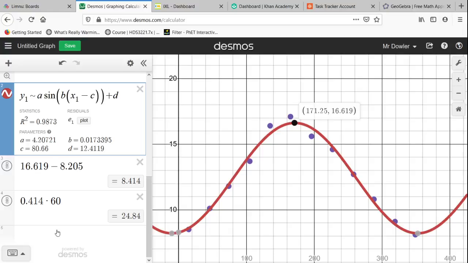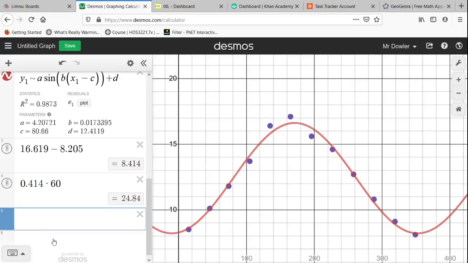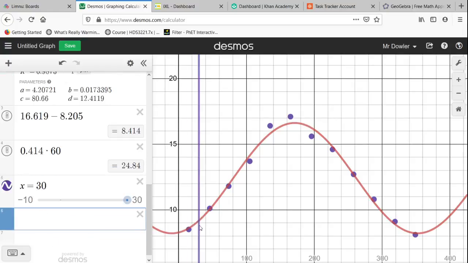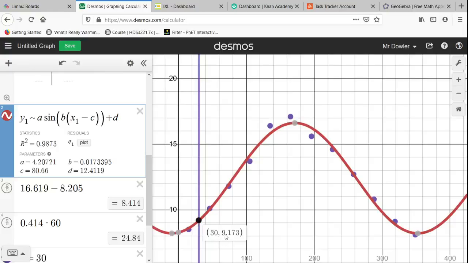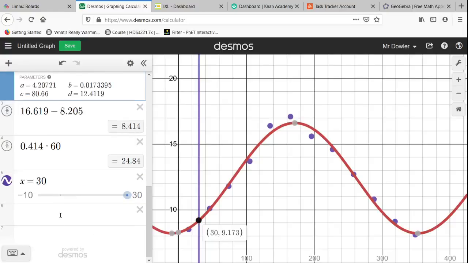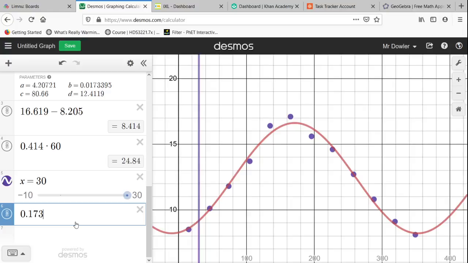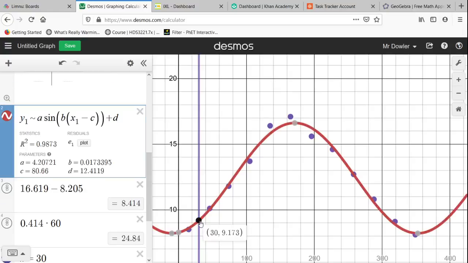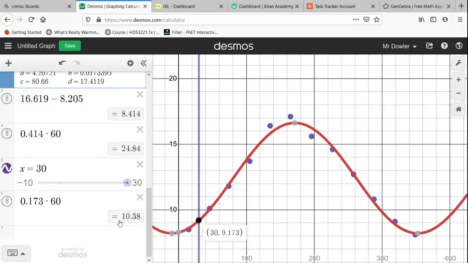And the hours of daylight in Regina on day 30, rounded to the nearest minute. So day 30 gives us 9.173. So 0.173 times 60 is 10.38. So we're looking at about 9 hours and 10 minutes of daylight on day 30.